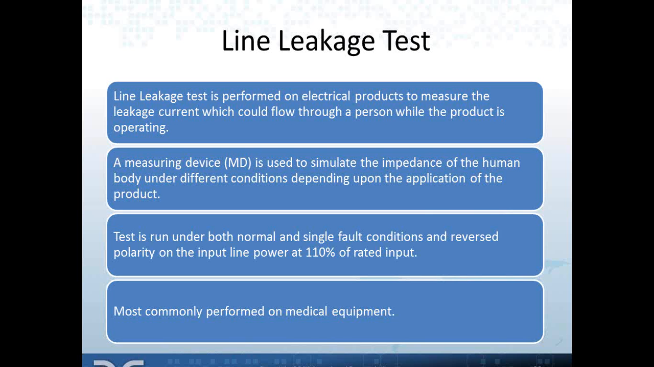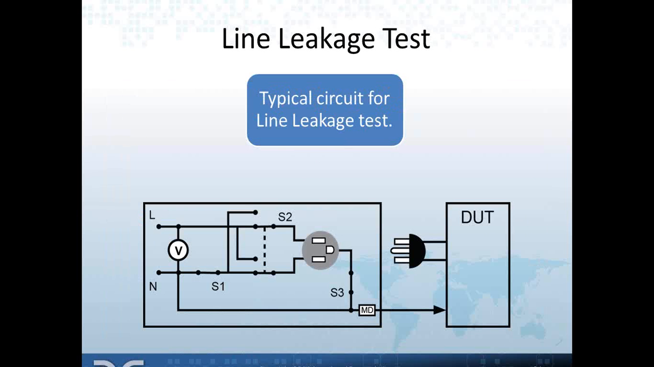A measuring device is used to simulate the impedance of the human body under different conditions depending upon the application of the product. This test can be run under both normal and single fault conditions and reverse polarity on the input line power at 100%, 110% of rated input. Again, this is most commonly performed on medical equipment.